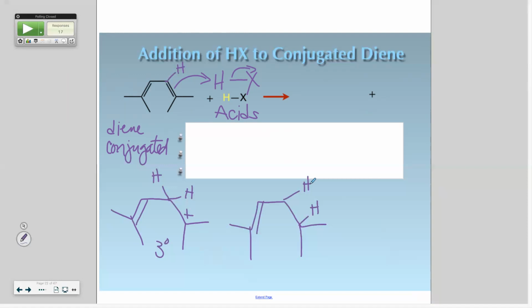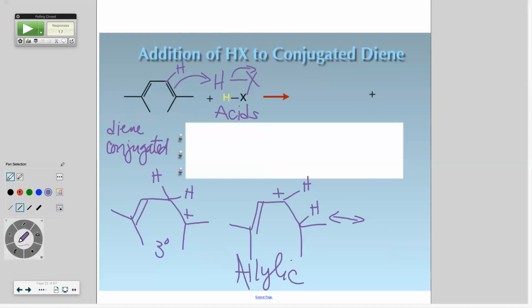Okay, now where's the plus? It's up here. Is it just secondary? What is it if you're next to a double bond? Allylic. What's special about allylic carbocations? Resonance. So you remember this?